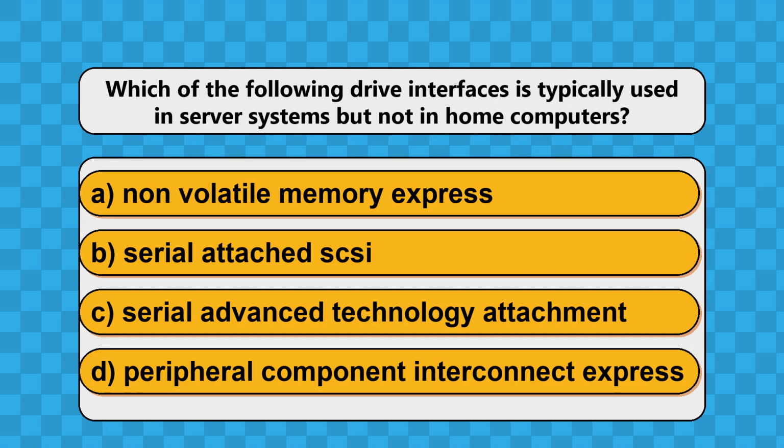Question 16. Which of the following drive interfaces is typically used in server systems but not in home computers? Option A, non-volatile memory express. Option B, serial attached SCSI. Option C, serial advanced technology attachment. Option D, peripheral component interconnect express. The correct answer is option B, serial attached SCSI.